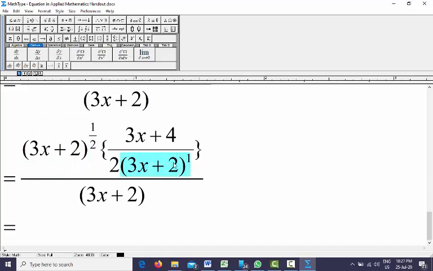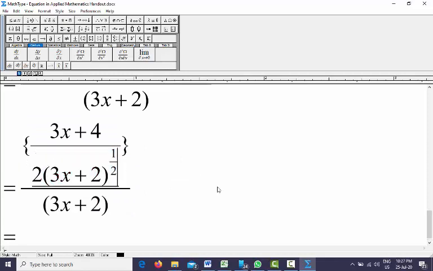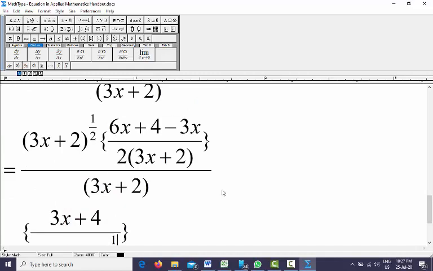So if you apply the process of cancellation, we will have only 3x plus 2 power half in the denominator. I'm saying again, here we have a power 1, and here you have a power half, and we are doing division. This one is in the numerator and this one is in the denominator.